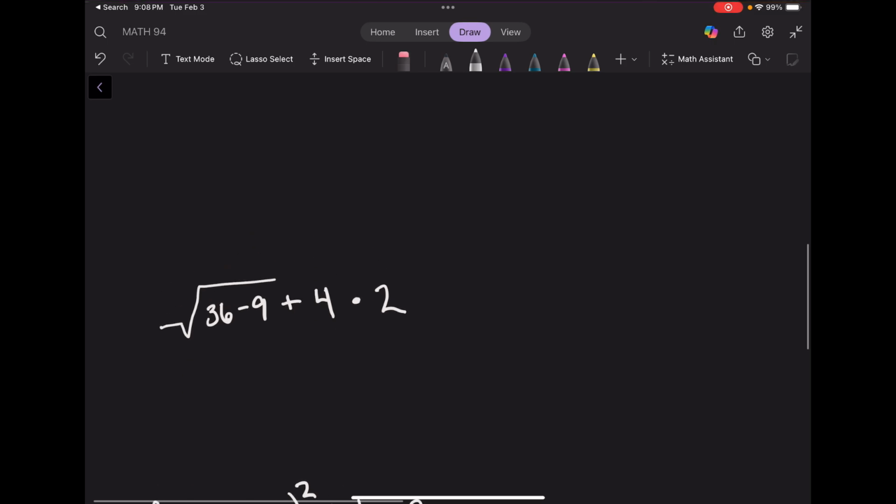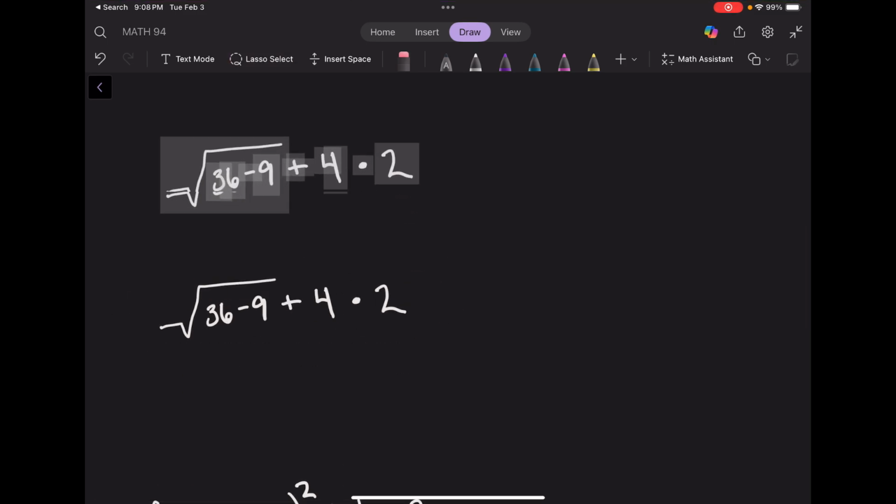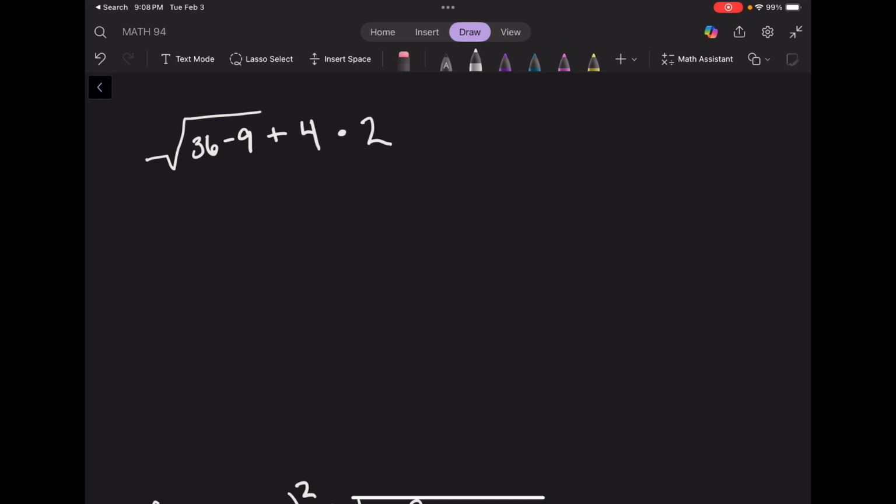Alright, and then I want to do another example as well, because like I said earlier, it's not just parentheses, it's groupings. So we can think of square roots as well. The square root right here has an operation in it. So we're going to perform that operation, which is 25.